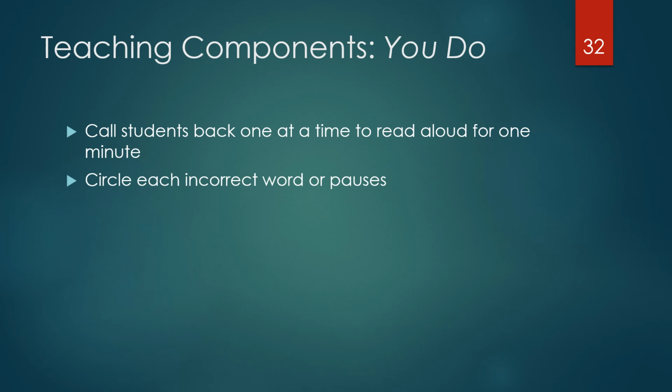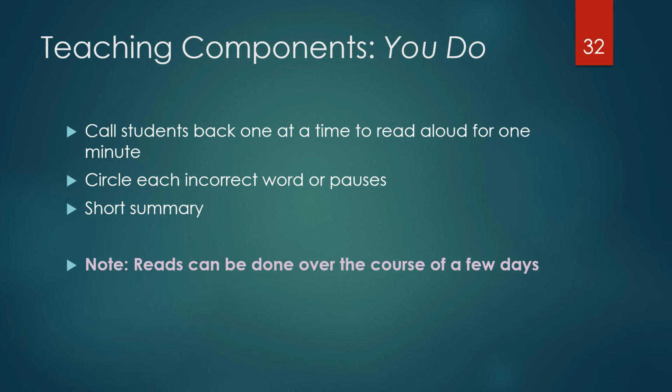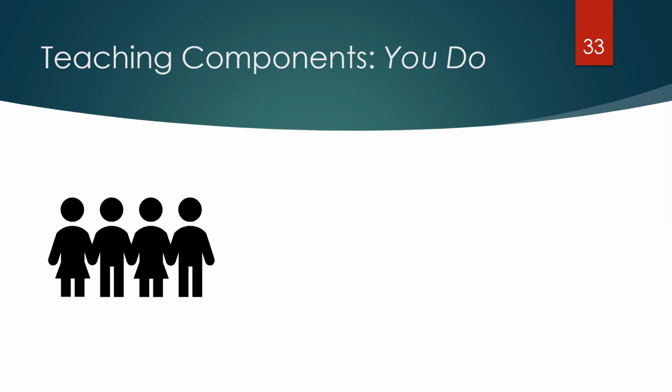Circle each word that the student says incorrectly or pauses for more than 5 seconds on. After 1 minute, have the student tell you a short summary of what they read. Note that 1 minute reads can be done over the course of a few days if there isn't time to hear each student in one class period.